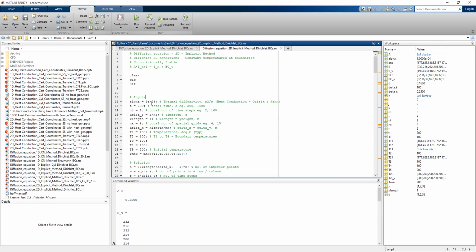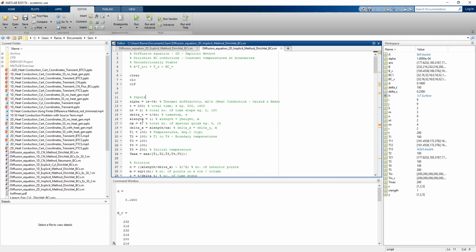Here, the material property thermal diffusivity alpha equals 1e-4. The total time is set as 200 seconds. The number of time steps nt equals 2. Accordingly, the time step delta t equals t over nt, which is equal to 100 seconds.